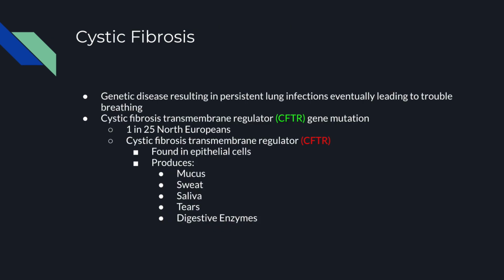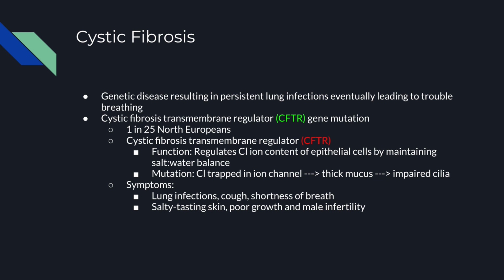The CFTR gene contains the information that codes to make the CFTR protein, which is responsible for the production of mucus, sweat, saliva, tears, and digestive enzymes. That being said, once the CFTR gene is mutated, its resulting proteins also automatically become defective.